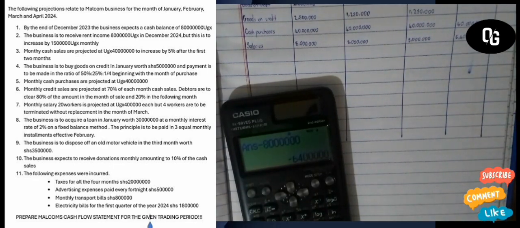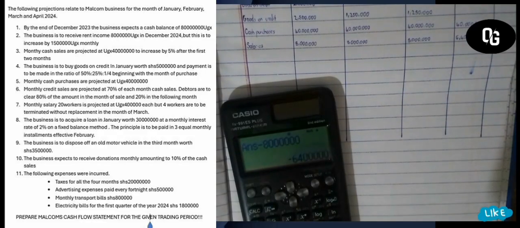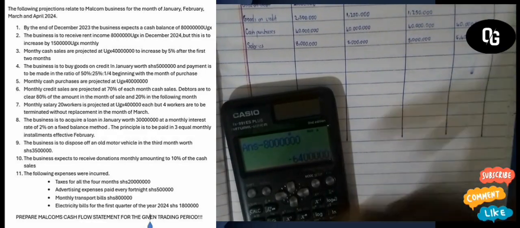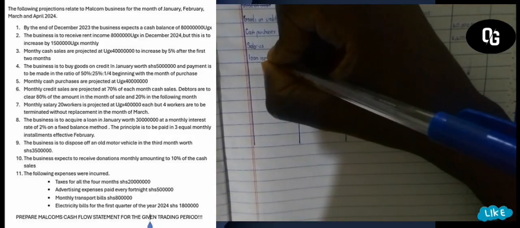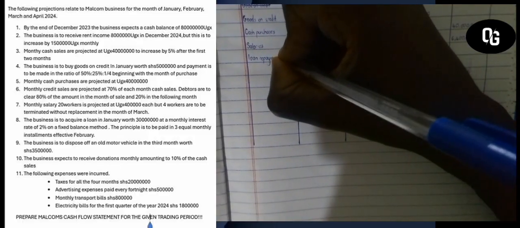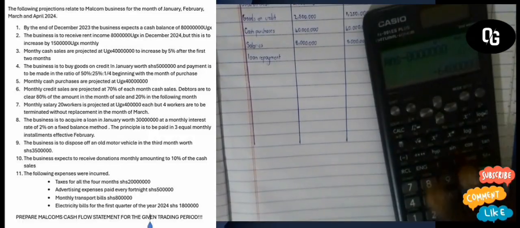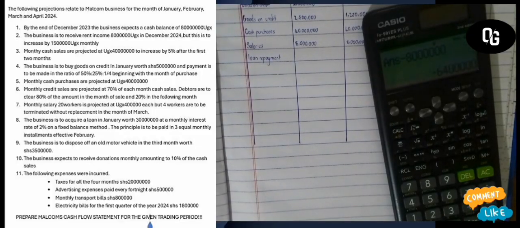Then April, 6,400,000 after termination of the 4 workers. So I multiplied the amount each would receive times the 20 workers to obtain the 8 million. So now we're moving on to loan repayment. So as I told you, in the next video I'll be teaching loan repayment schedules.